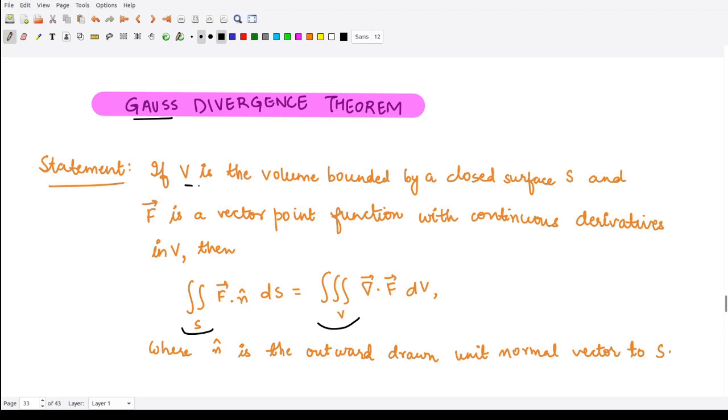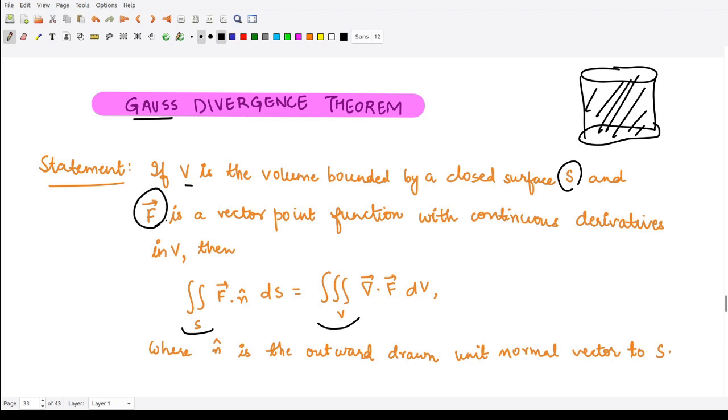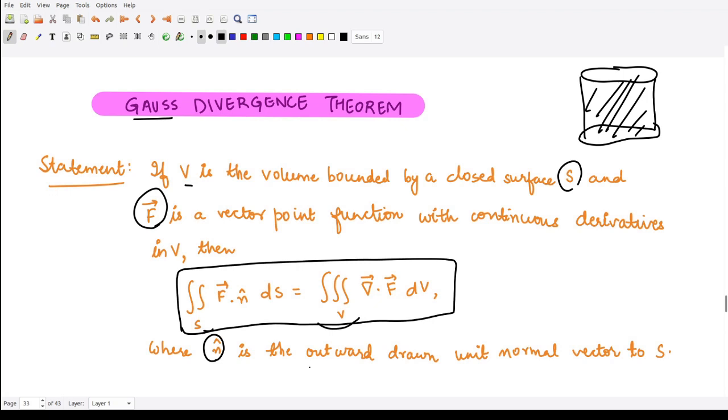So suppose V is the volume which is bounded by the closed surface S. So suppose you have this surface S, so the volume bounded by this surface S would be of this kind, right? So this would be a volume, and we say if f vector denotes a vector point function having continuous derivatives in V. In that case, the double integral of this vector function f dot n cap, where n cap is the outward drawn unit normal to the surface S.